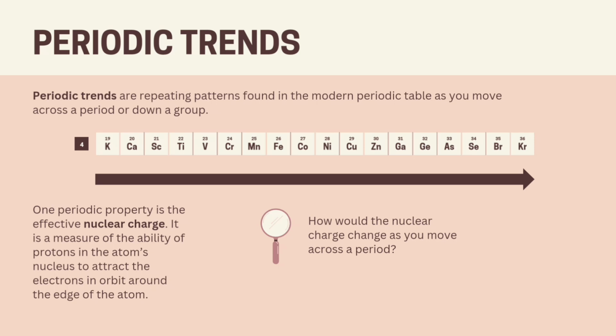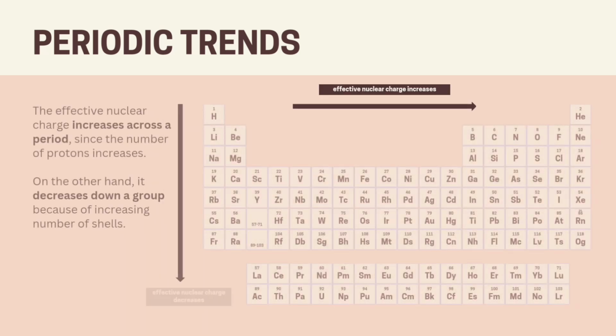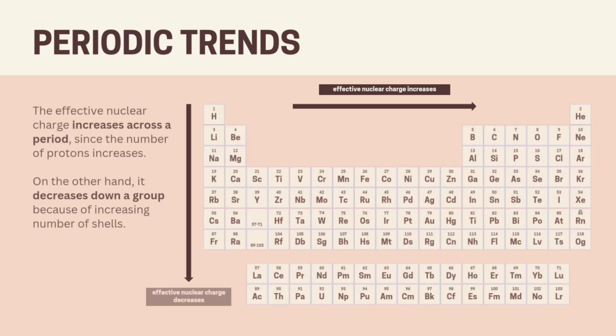Now, how would the nuclear charge change as you move across a period? We can say that the effective nuclear charge increases across a period since the number of protons increases. On the other hand, it decreases down a group because of the increasing number of shells.